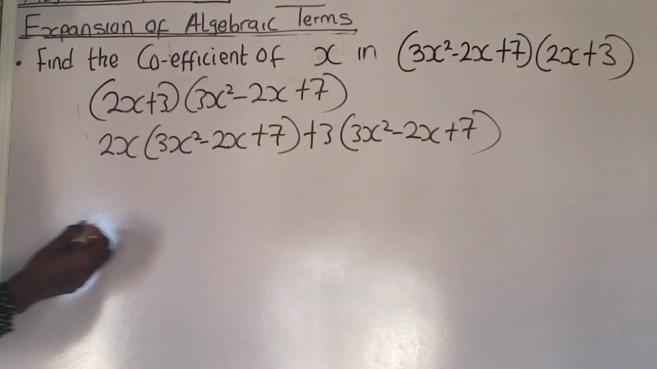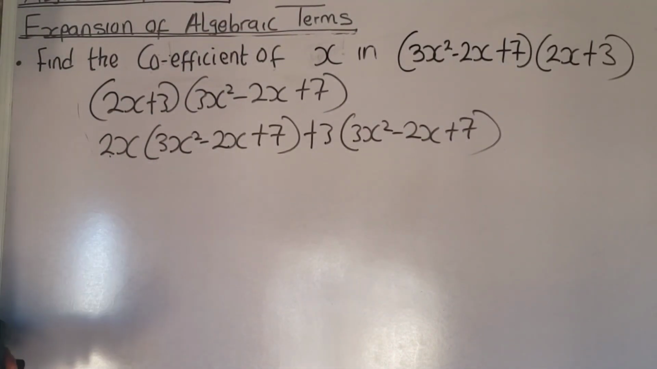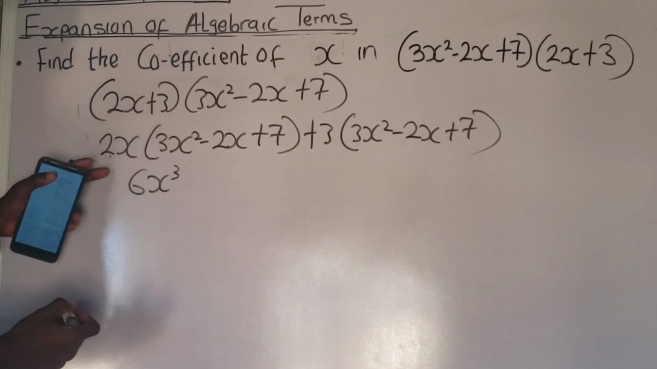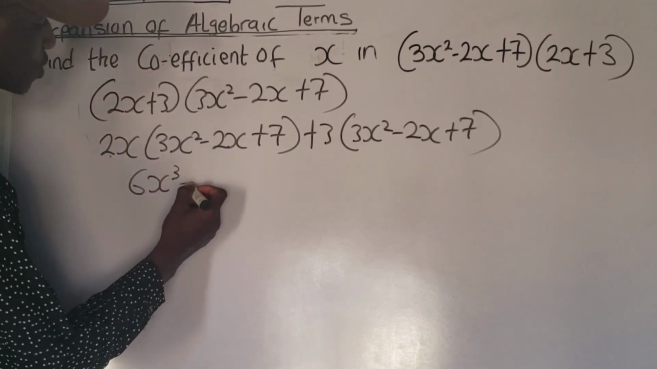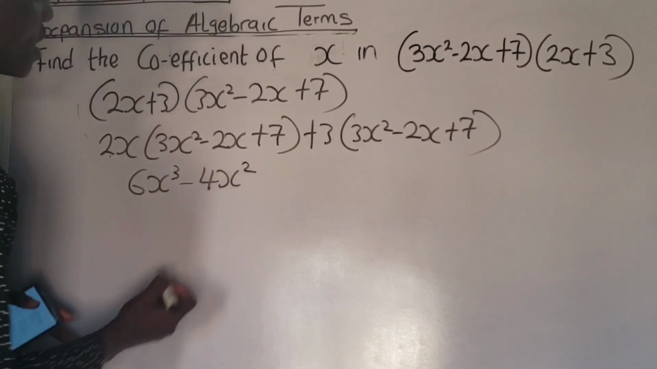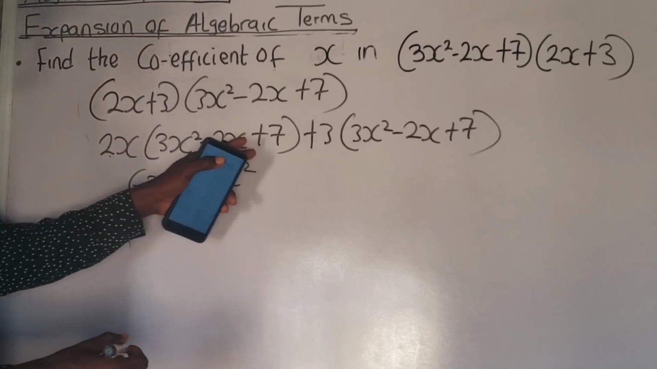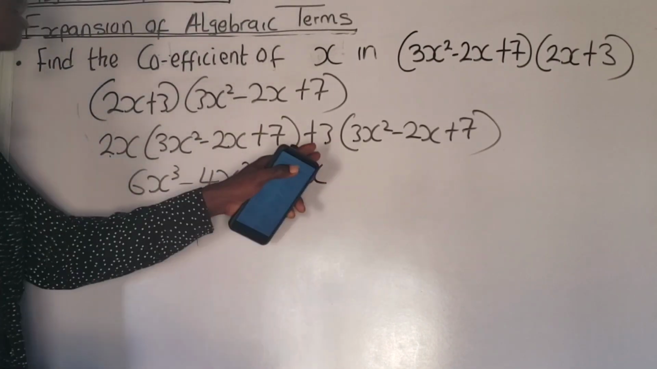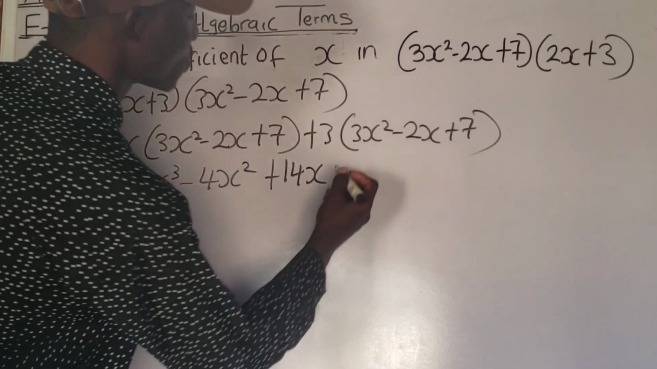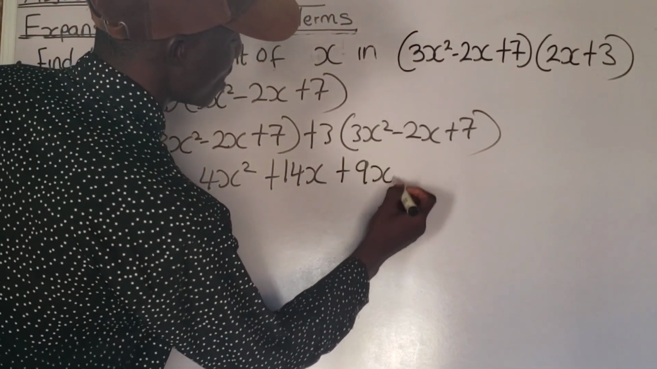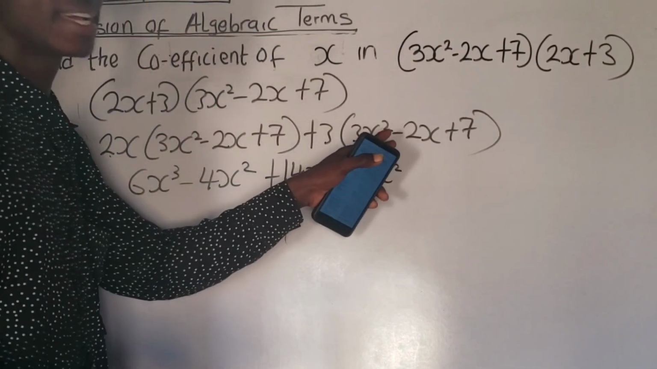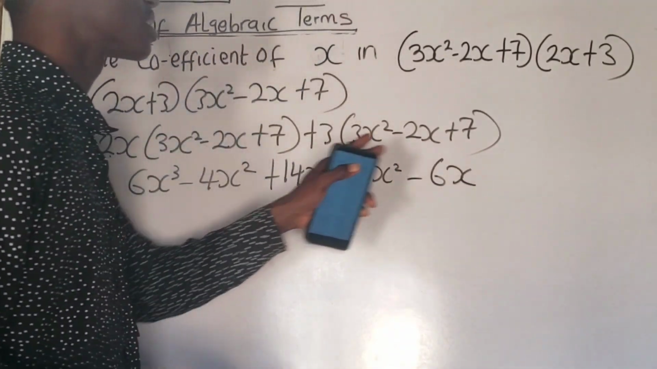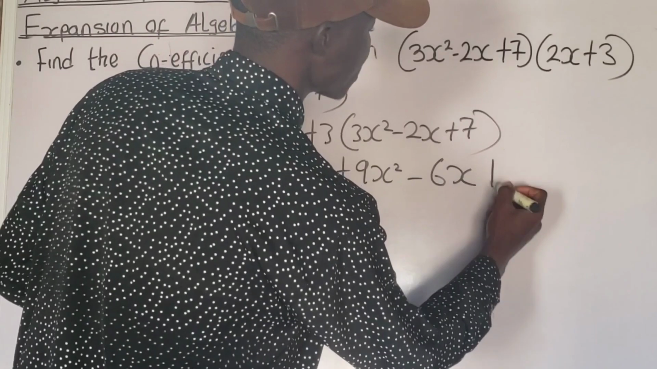Now 2x multiplied by 3x squared, I'm going to have 6x raised to the power of 3. 2x multiplied by negative 2x, I'm going to have negative 4x squared. 2x multiplied by positive 7, I'm going to have positive 14x. Then plus 3 multiplied by 3x squared, I'm going to have plus 9x squared. Then plus 3 multiplied by negative 2x, I'm going to have negative 6x. Then plus 3 multiplied by plus 7, I'm going to have positive 21.